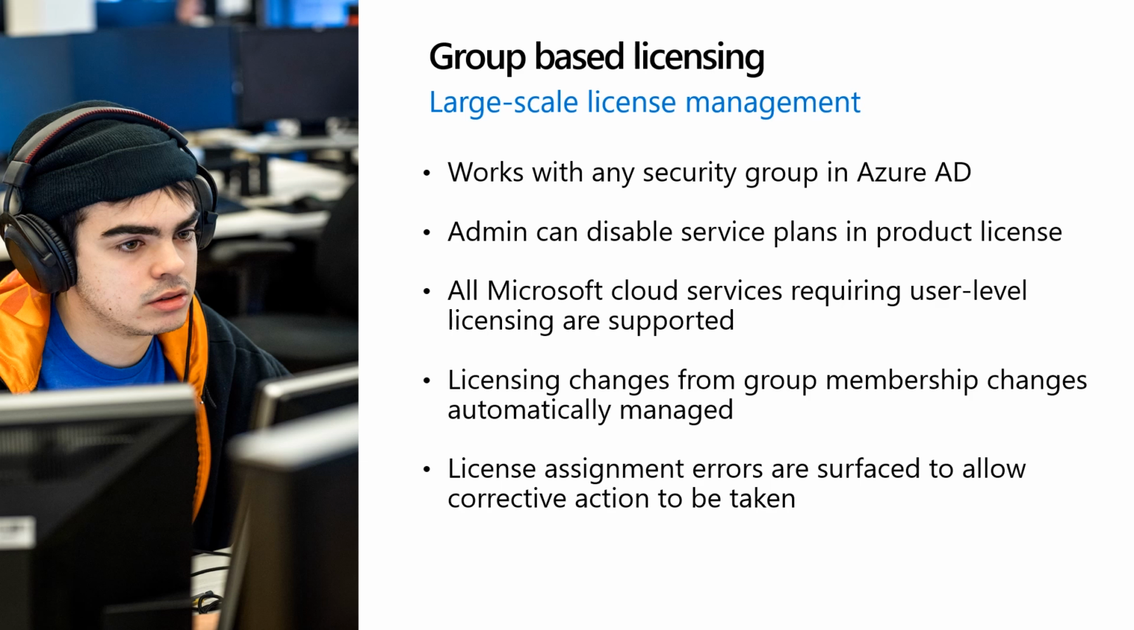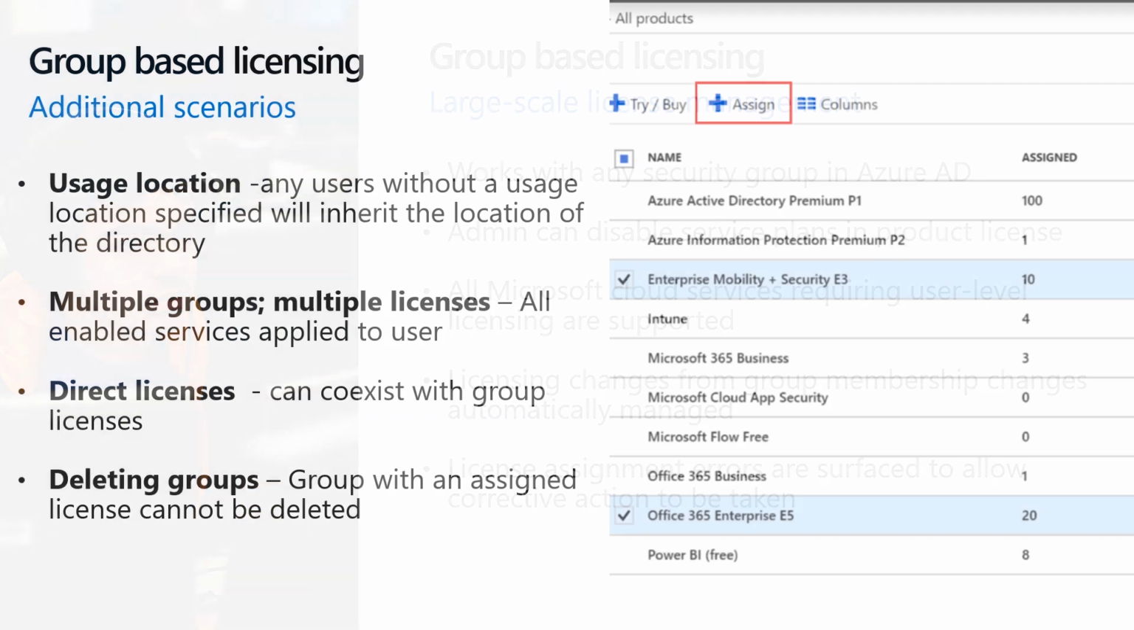All Microsoft Cloud services that require user-level licensing are supported by group-based licensing. This includes all Office 365 products, Enterprise Mobility and Security, and Dynamics 365. If Azure AD fails to fully process group licenses for any reason, the license assignment errors are surfaced to the administrators so they can take the necessary corrective actions.